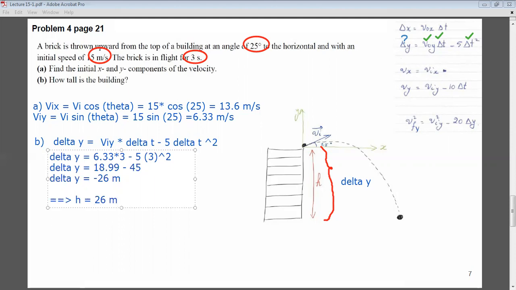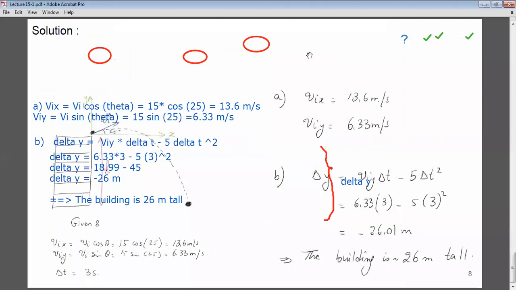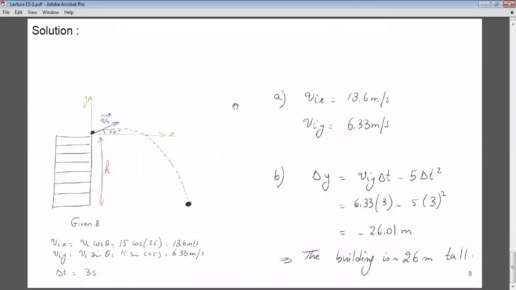The building is 26 meters. Does it say how tall is the building? So this is the solution for this problem. And again, it's solved in the coming slide. Okay, in the next slide.